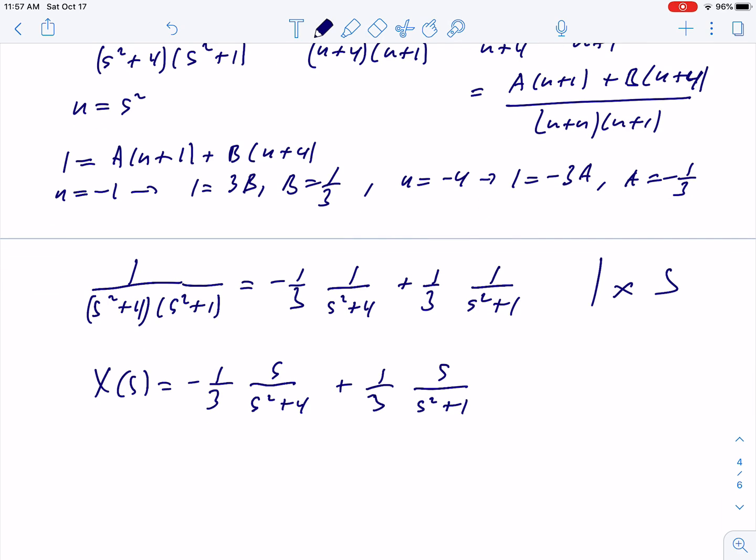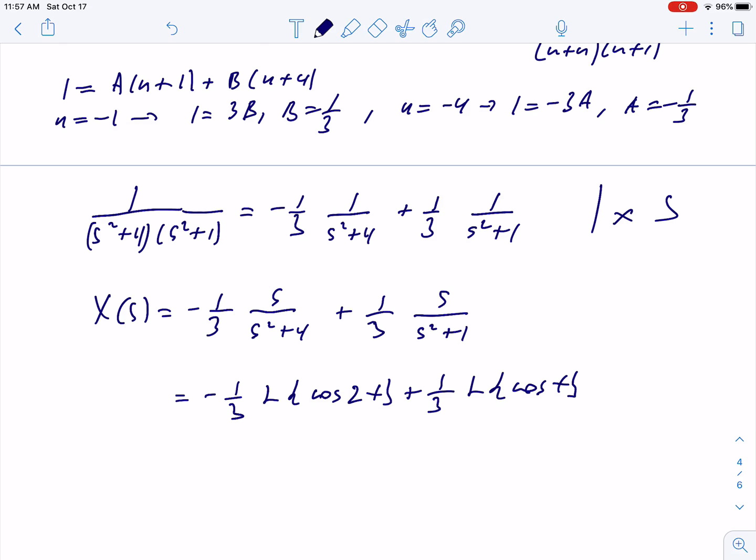And now we can recognize two cosines. In the first case, k will be 2. In the second case, k will be 1. So this is -1/3 Laplace cosine 2t plus 1/3 Laplace cosine t.